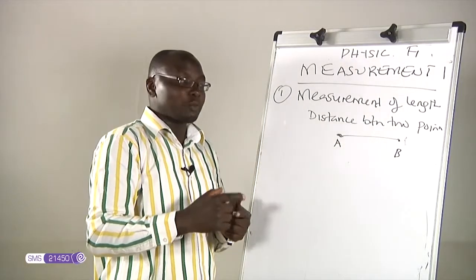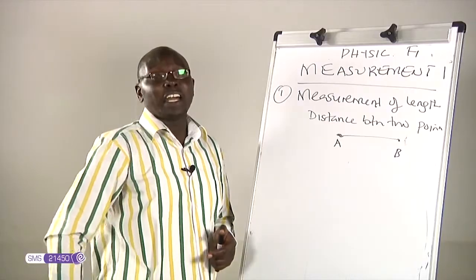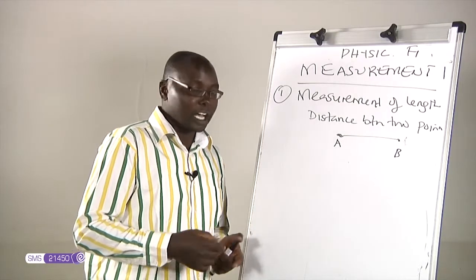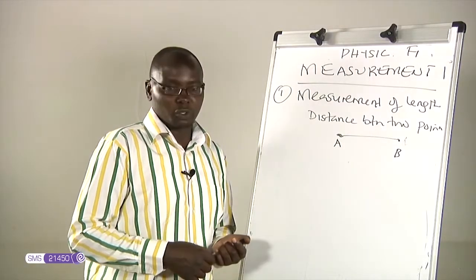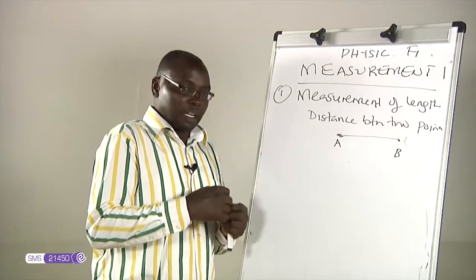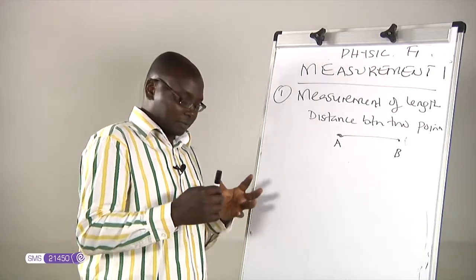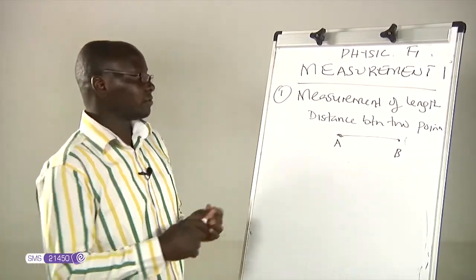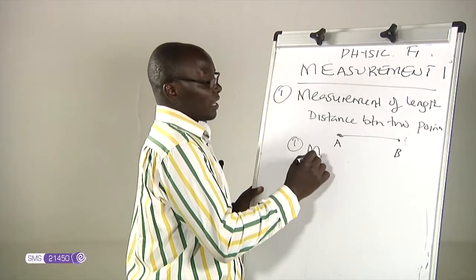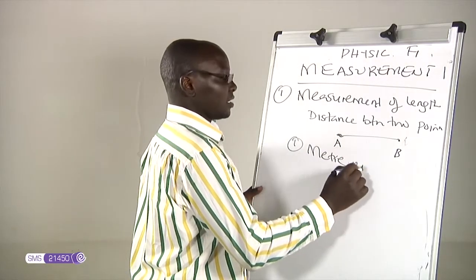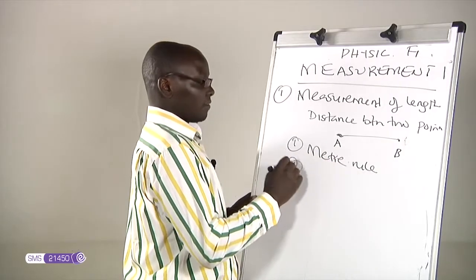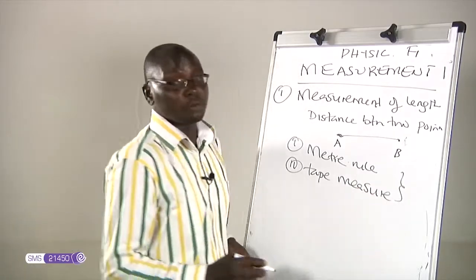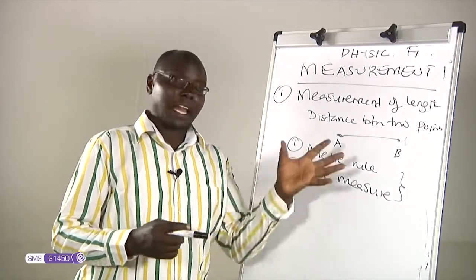So the choice of the instrument again is defined by the quantity, because it would be very unusual for me to measure the distance from here to Nakuru using a meter ruler. So the quantity and the accuracy desired determine the measuring instrument that we use. For shorter distances, we normally have the meter rule or meter ruler. We normally have tape measures. So these are the two instruments that we normally use for measuring length.